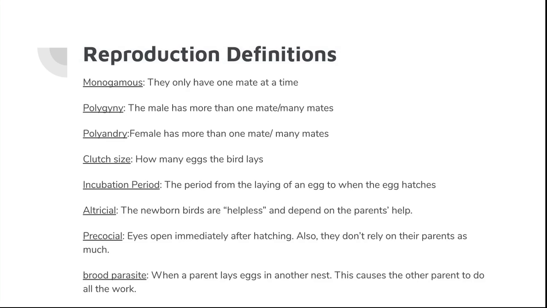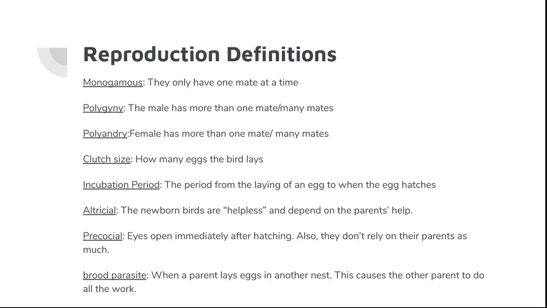20 days is the incubation period. Now, altricial is when the newborn birds are helpless and depend on the parents' help. The complete opposite is precocial, when the chick or the hatchling opens its eyes immediately after hatching. Also, they don't rely on their parents as much as altricial newborns. In fact, they don't really rely on them. They just see how the parents forage, or search for food, and then the precocial chicks learn.